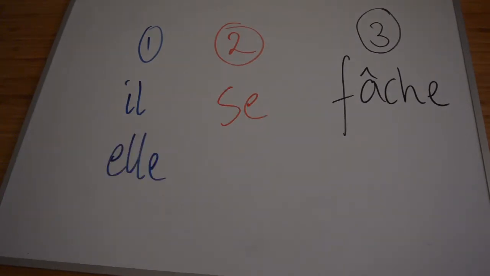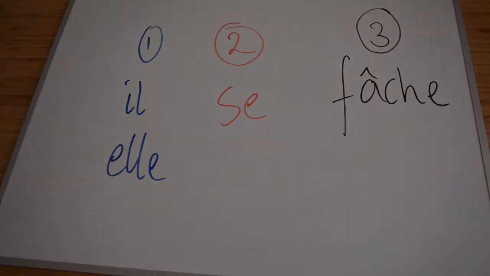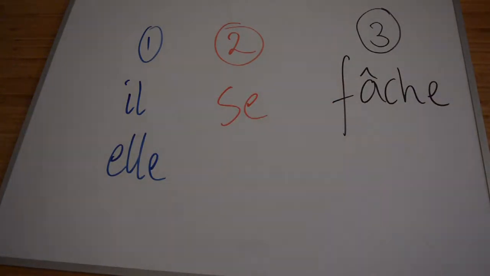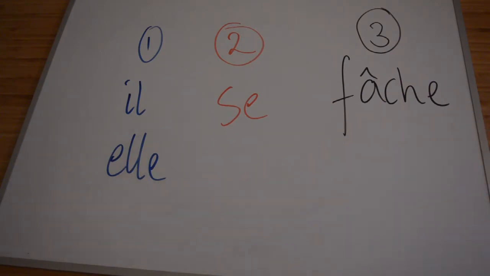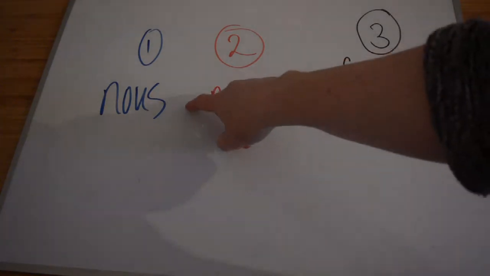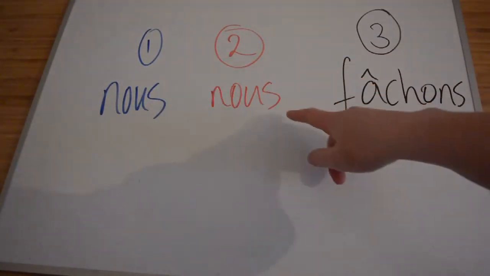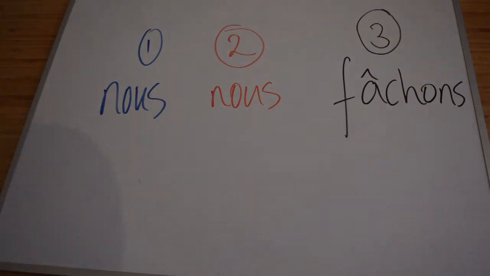If you want to say he or she gets angry, we've got il for he and elle for she. That's our pronoun in blue. Part 2 is se, it's se for both il and elle. And then with part 3, which is your verb ending, we've taken off the ER and put an E. As we said before, for we, which is nous, the reflexive pronoun is the exact same as the pronoun. So it's nous, and for fâcher, the verb ending, we take off that ER from the infinitive and we put ONS on the end.